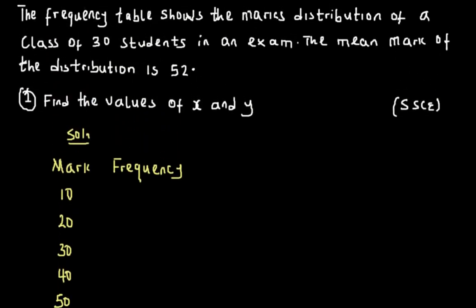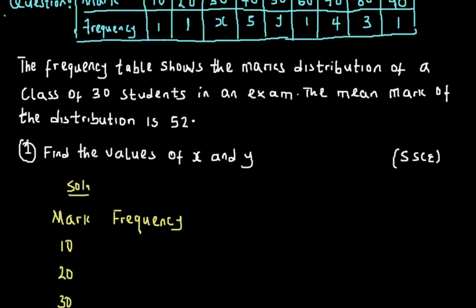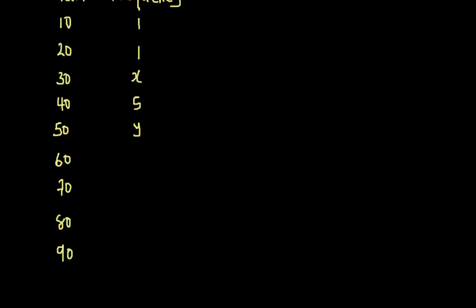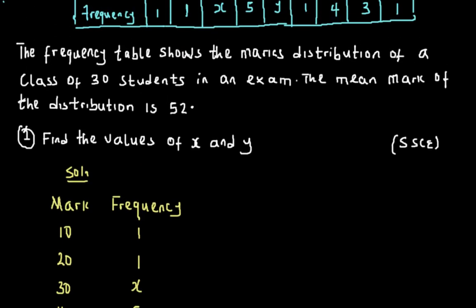Now let's look at the corresponding frequency. We have 1, 1, 1, 1. We have x5, we have y1. Then we have 4, 3, 1. I hope you understand. Alright, so let's go to the question.